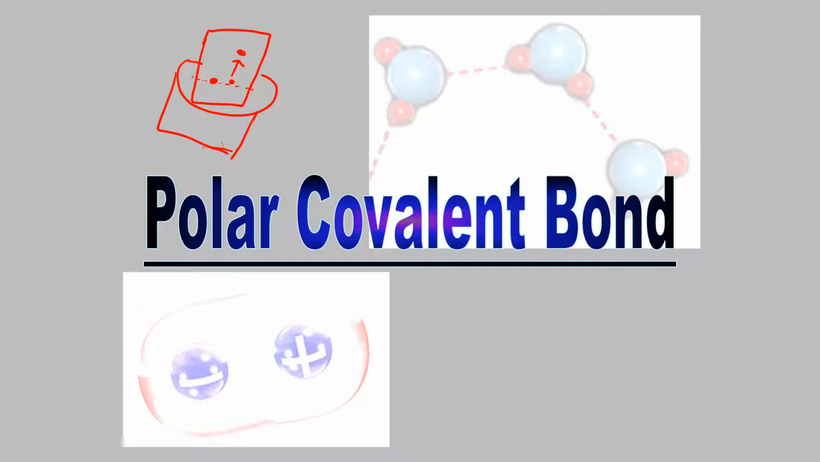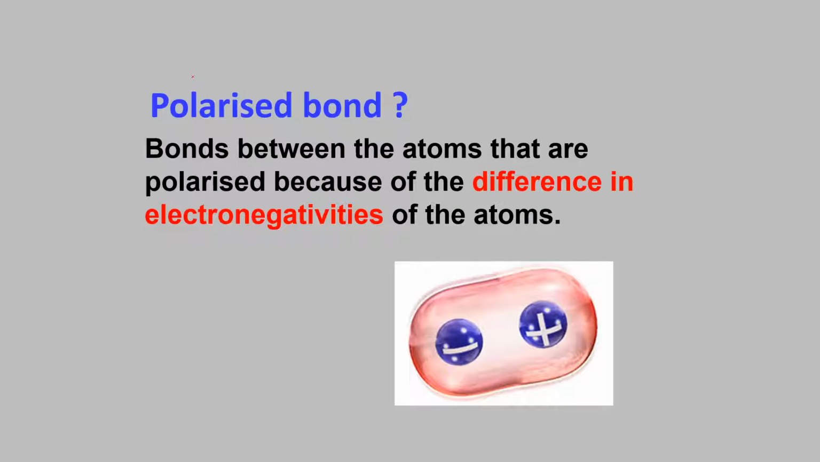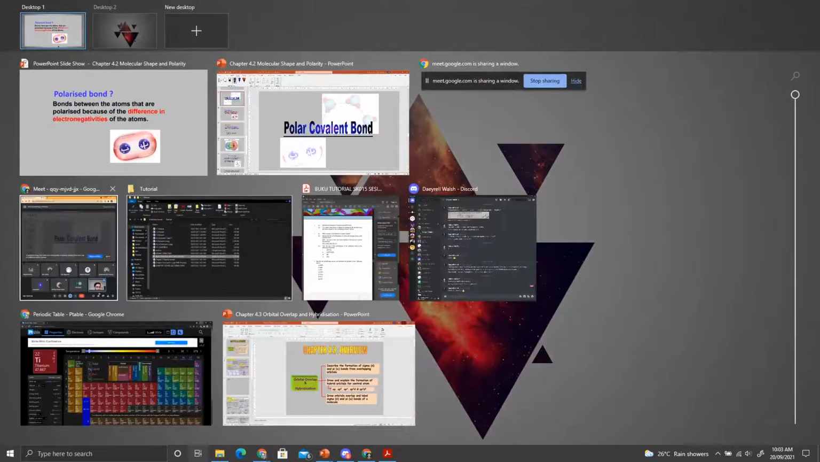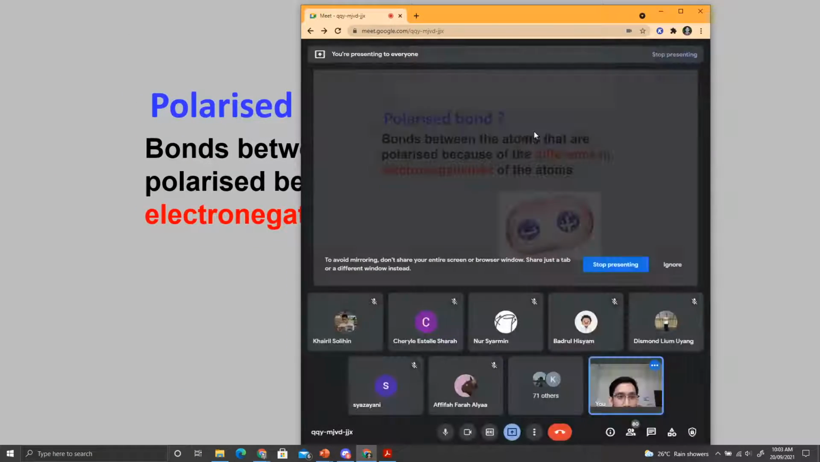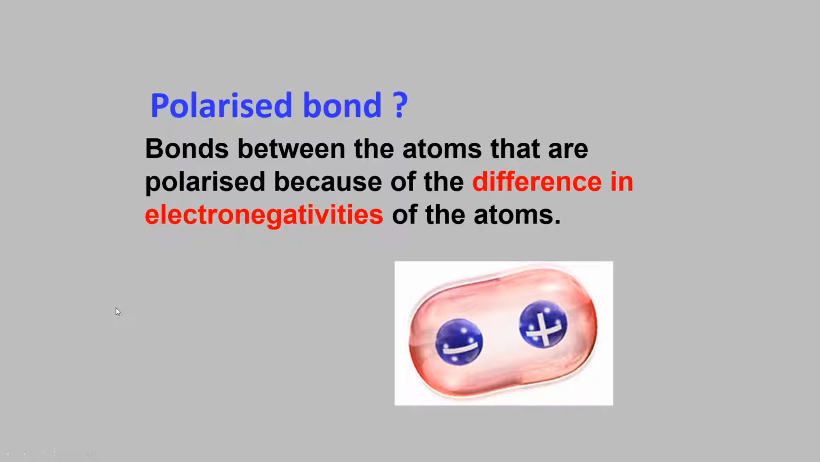Okay, so what is a polarized bond? Okay, what is a polarized bond? Okay, the very simple thing, a polarized bond means one atom is electronegative and the other is electropositive.